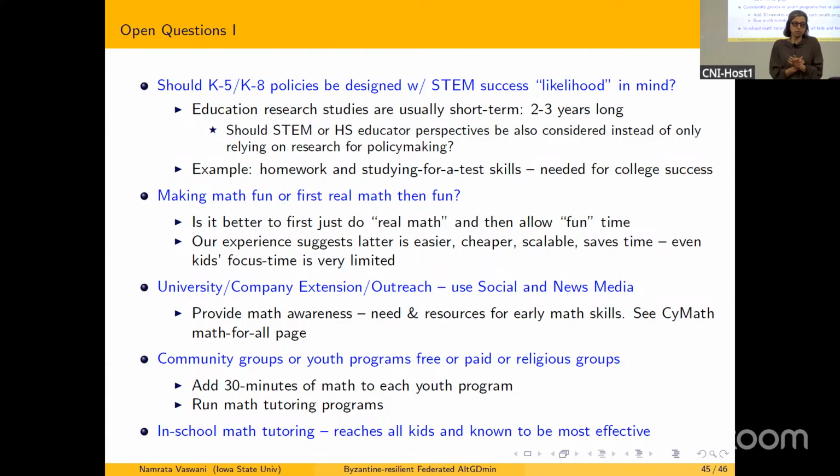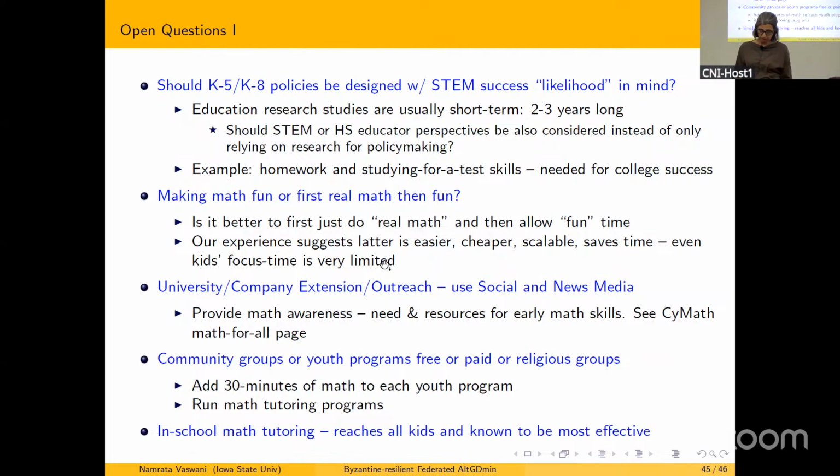Student focus time is very limited. Students will not stay focused beyond half an hour. So the amount you can teach in half an hour if you're not doing real math is much lesser. All of these ideas are actually good ideas, but taken to the extreme, what's happening is that most students are learning nothing in schools, at least in the Midwest, in the US.